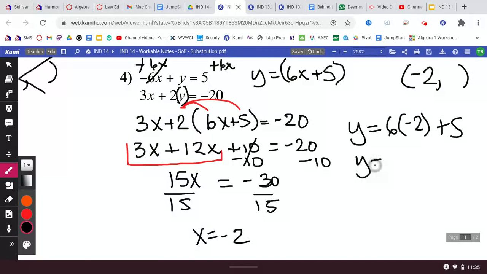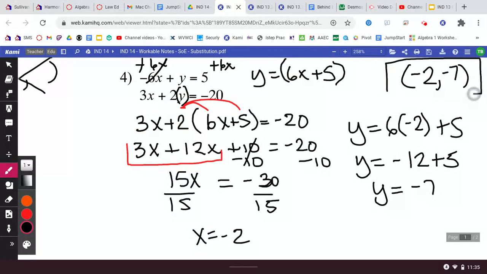So y equals 6 times negative 2 is negative 12 plus 5. Negative 12 plus 5 is negative 7. So my y value is negative 7, and there's my answer. And as long as you follow the 7 steps that I have on the back of your sheet every time, you're always going to get there, okay?